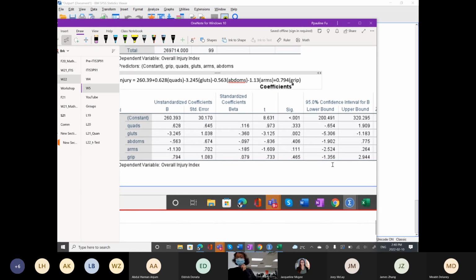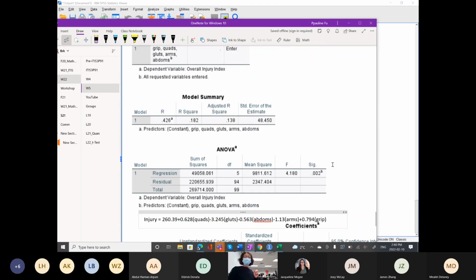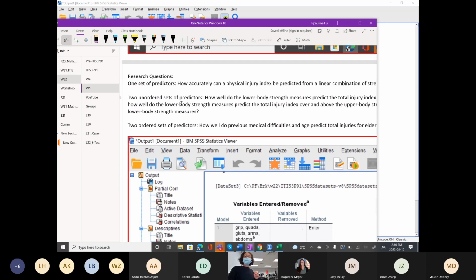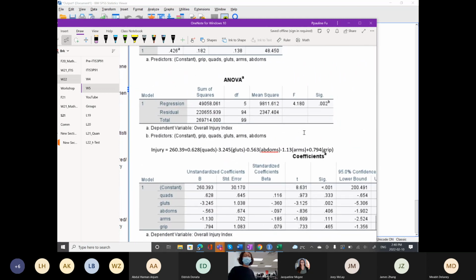So any questions? We actually answered one research question: how accurately can physical injury be predicted from a linear combination of the strength? The answer is that it is pretty accurate, because the ANOVA table provides the p-value for the model, and it is significant.